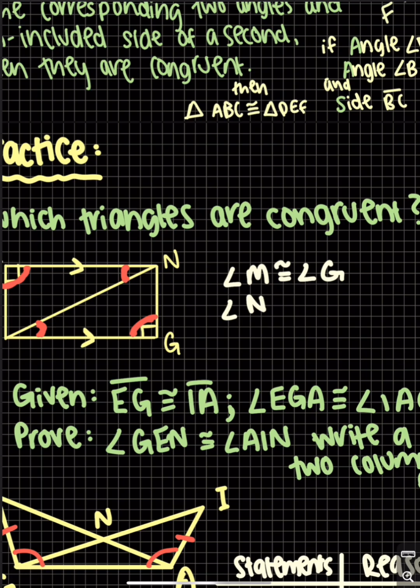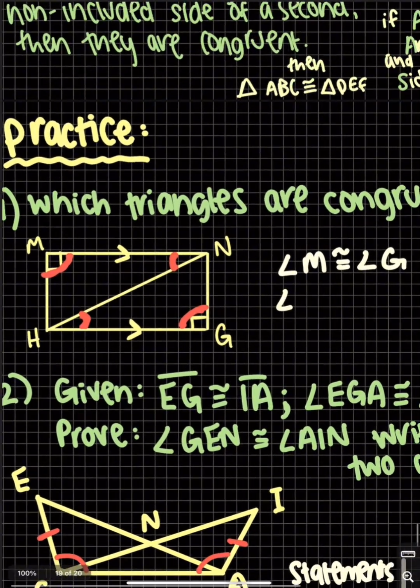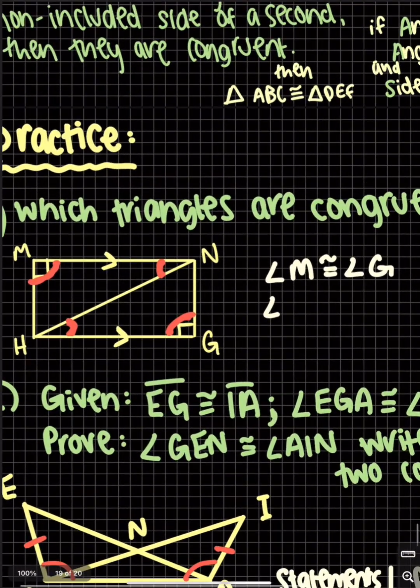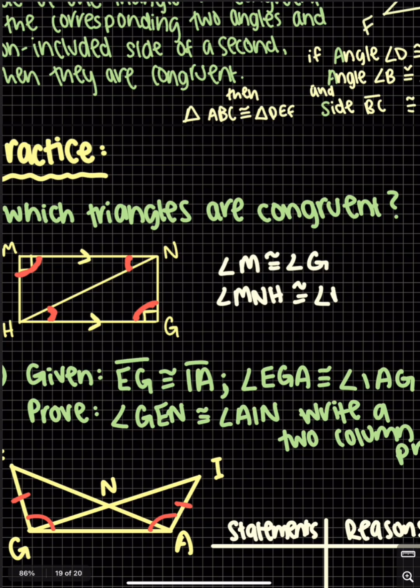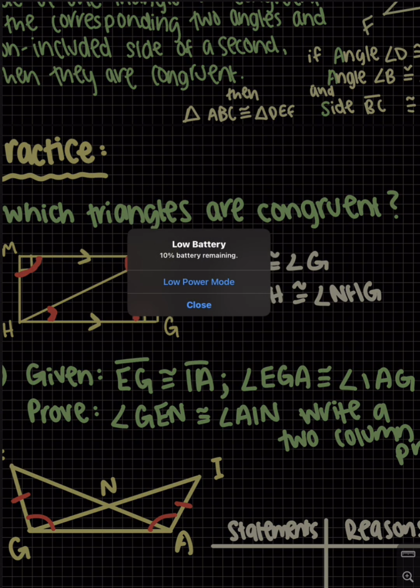Because these are similar, you should say that angle MNH, which I'm talking about this one, by the way, is congruent to angle NHG. And I'm talking about this one right here, NHG. Okay, so I already have two of my angles. I've already proved that two of the angles are congruent. So I only have one more thing I need to figure out.